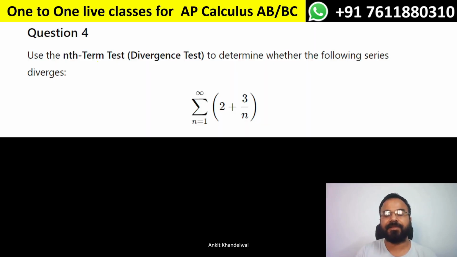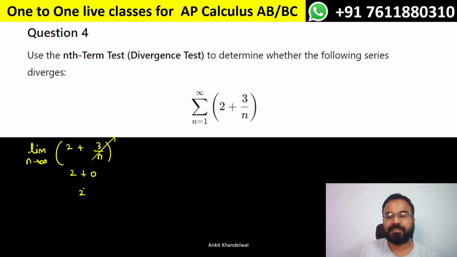Let's take the next example. Here also the term is given. So we will simply say limit n tends to infinity of 2 plus 3 over n. Now when n is going toward infinity, 3 upon a very large number will go towards 0. So the answer will be 2. And now we know 2 is also not equal to 0. So therefore it diverges. Very easy.